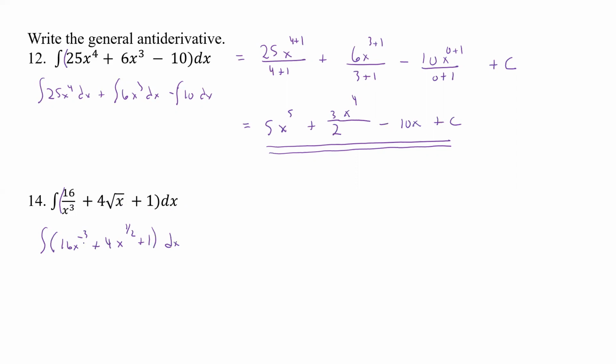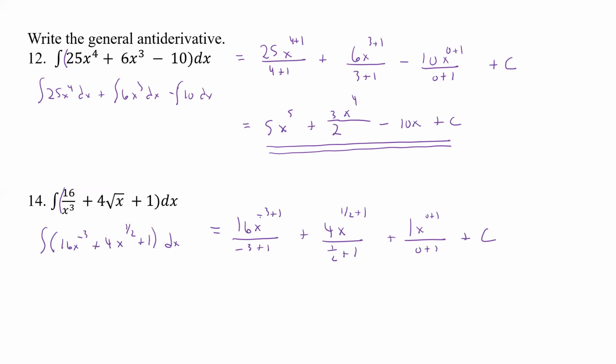Now, if you have it all in a row like this, we can do exactly what we did before and just add 1 divided by the n plus 1, and we're good to go. So if we do that, what do we have? Well, that's going to be 16x to the negative 3 plus 1 divided by negative 3 plus 1, plus 4x to the 1 half plus 1 divided by 1 half plus 1. And then that's plus 1 times x to the 0 plus 1 over 0 plus 1. And don't forget your plus c.